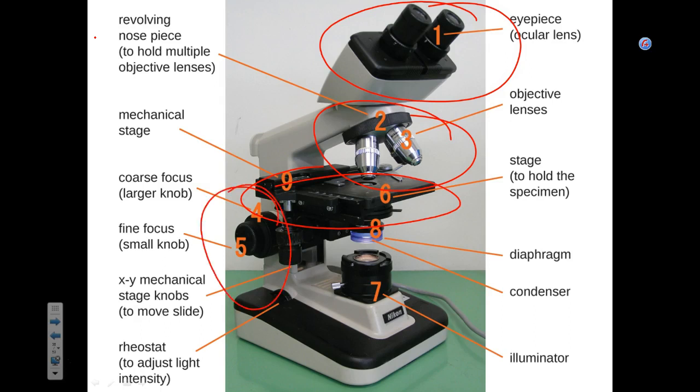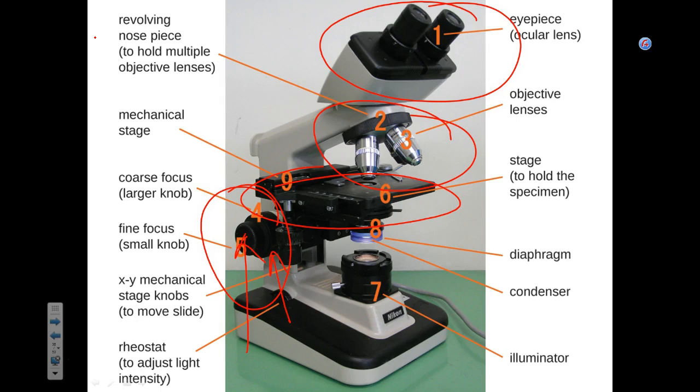Focus knobs. Focus knobs, you see large ones. Those are called coarse focus knobs. These large coarse focus knobs are to be used only with the scanning objective because they move the stage a lot. Let's put it this way, okay? And if you use them at any other magnification, you're risking breaking the lens. So at other magnifications, you use the fine focus. Okay?